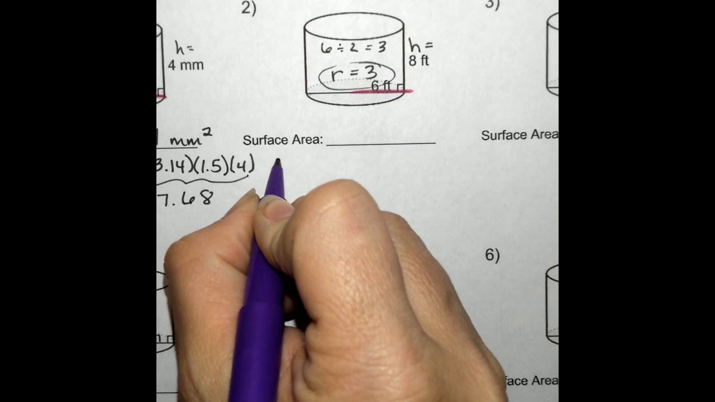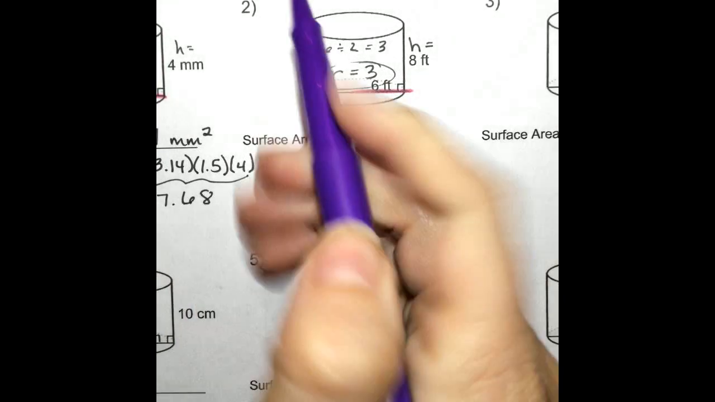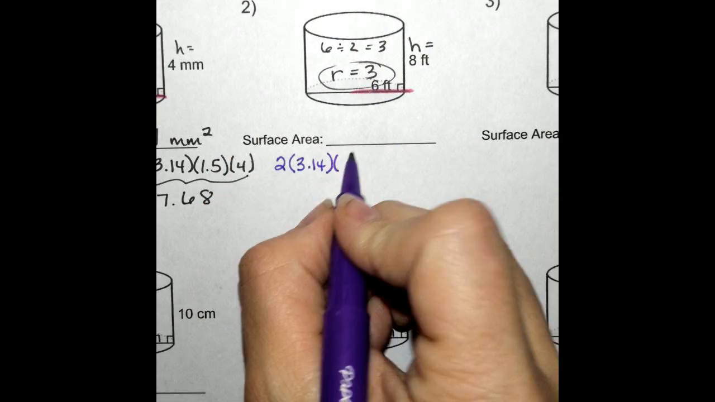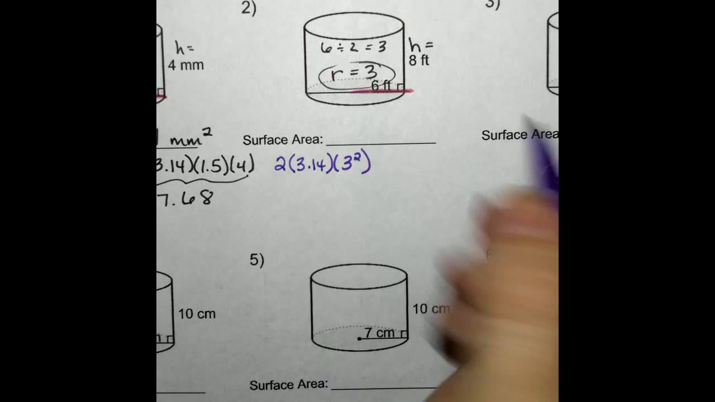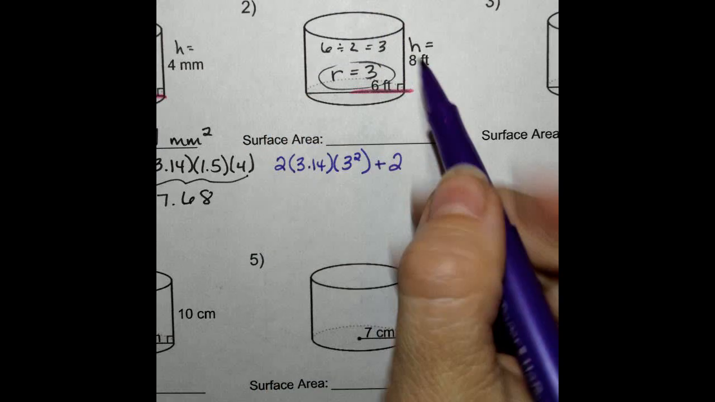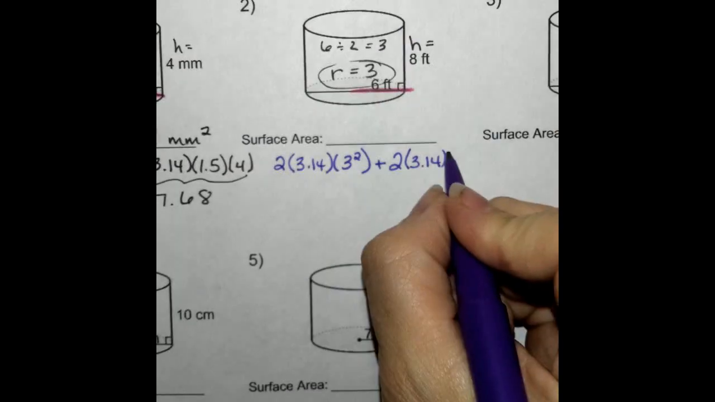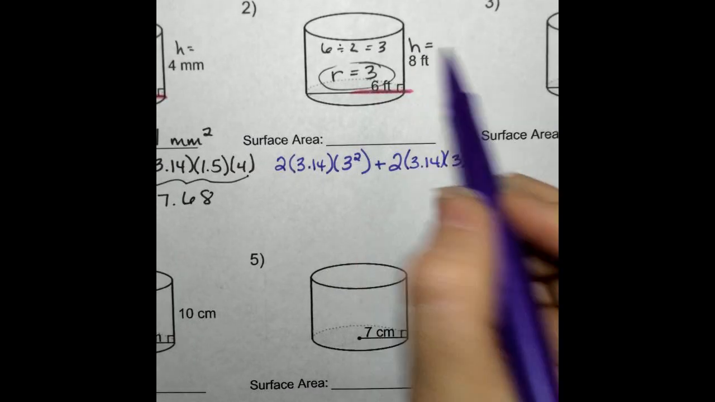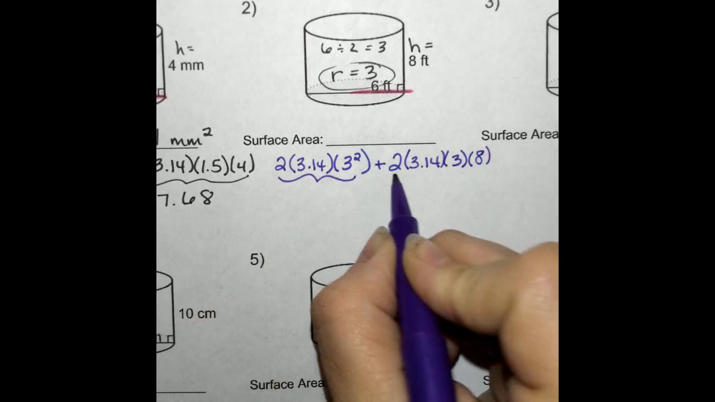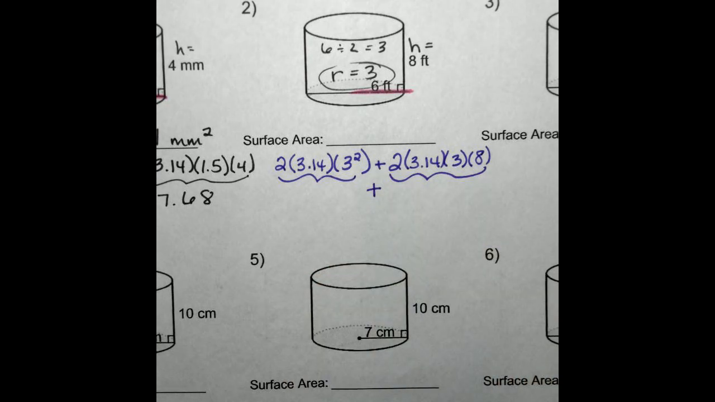Okay, so for our formula, we have 2 times pi times radius squared, so 3 squared, which you know is 9, plus 2 times pi times radius times height. So we're going to multiply this side, we're going to multiply this side, and then the last step is to add those two pieces together.